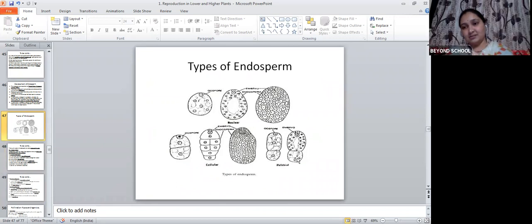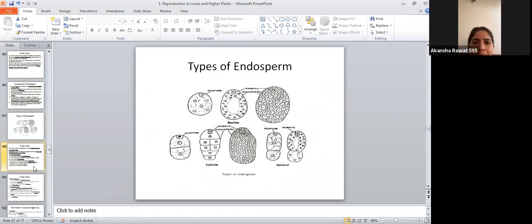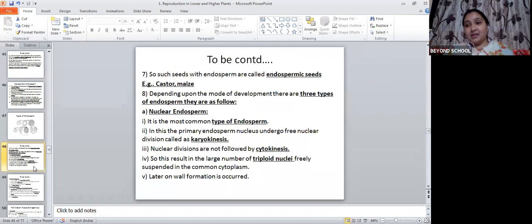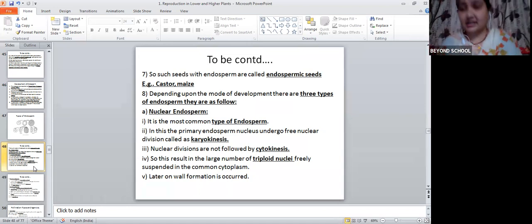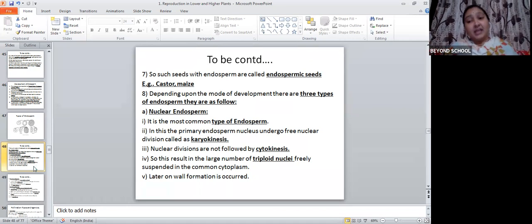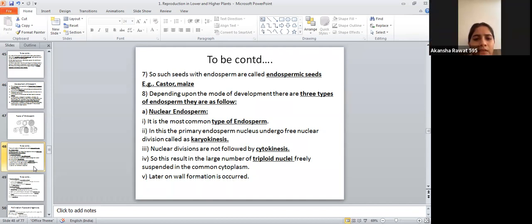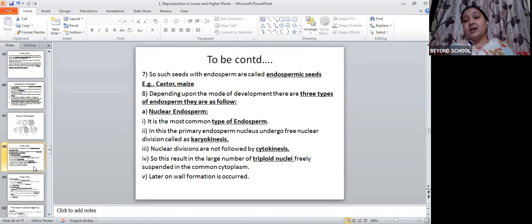Question expected in the exam. In the exam, a long-answer question can be expected on the development of endosperm. If they are asking about the development of the endosperm, Akansha, you have to write down the types also. A second question which can be asked in a board exam is to explain only the types of endosperm. So we have to write about nuclear, halobial and cellular endosperm.